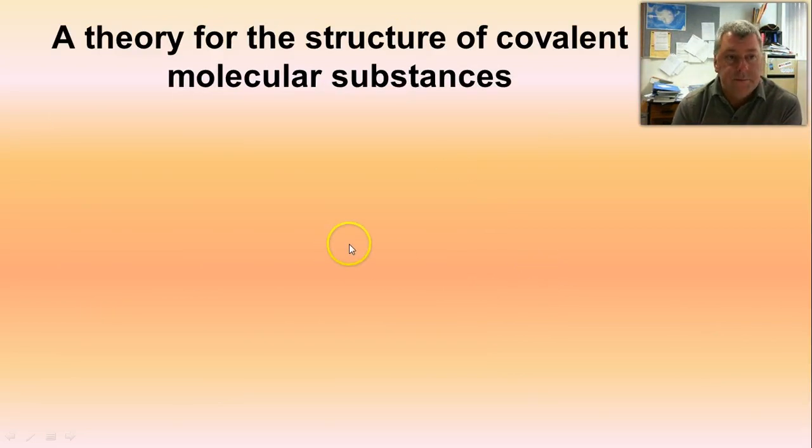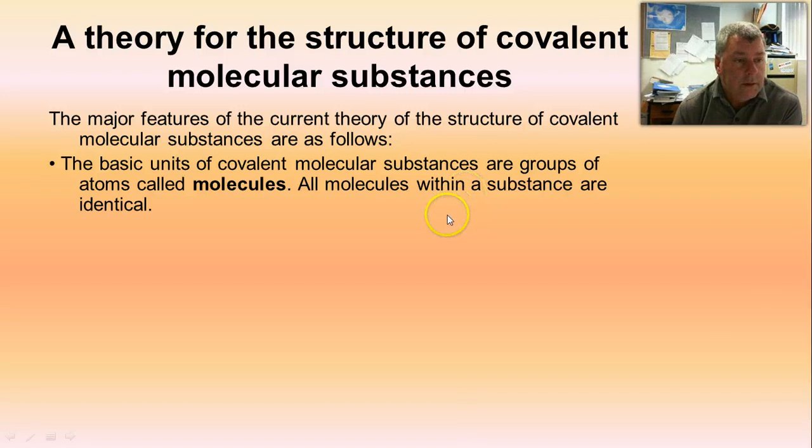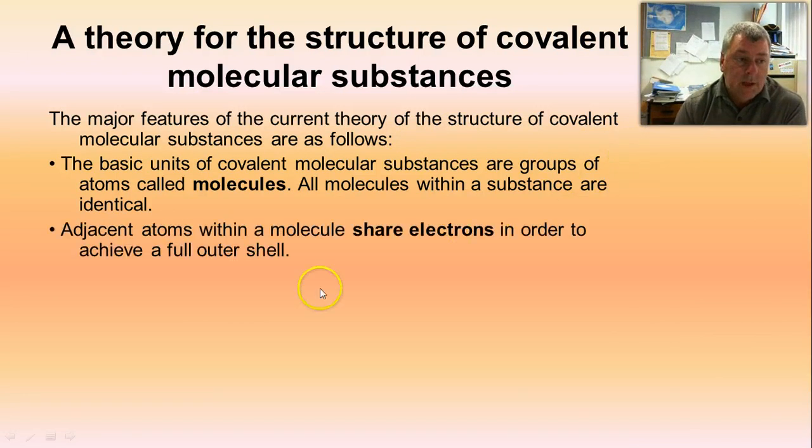Now the theory for the structure of covalent molecular substances, and this is the current theory and it's a pretty good one, is that the basic units of covalent molecular substances are groups of atoms called molecules. The last video was about getting you to understand what the term molecules means. So that's our basic unit for covalent molecular substances. All molecules of the substance are identical. One water molecule is the same as another water molecule. Adjacent atoms within a molecule share electrons in order to get a full outer shell. So there's the sharing of electrons, that's our covalent bond.